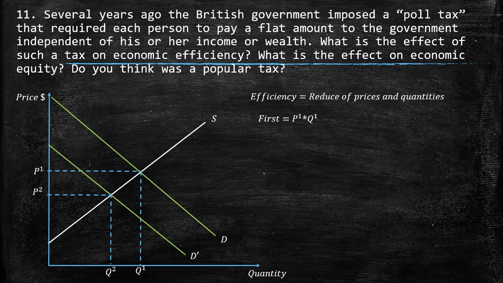So what is the first case? In the first case we have P1 times Q1. That was what was traded. But in the second case we have just P2 times Q2.